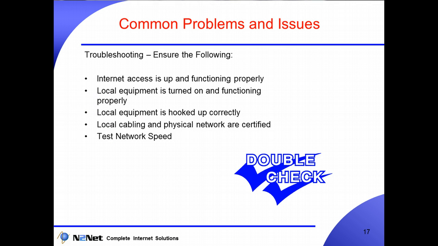So we want to ensure that the internet access is up and functioning properly, that the local equipment is actually turned on and functioning, that it's hooked up correctly, that the cabling and physical network are certified, and that, like I said, we've double checked the network speed to make sure we're actually getting the speed that the bandwidth provider is promising.